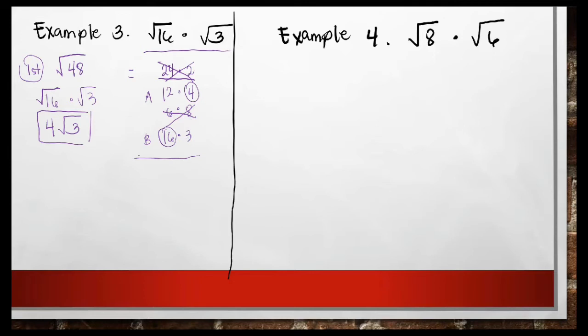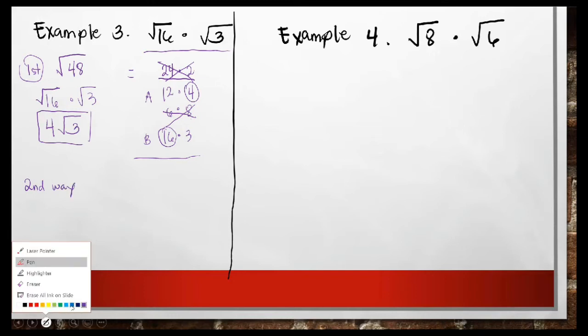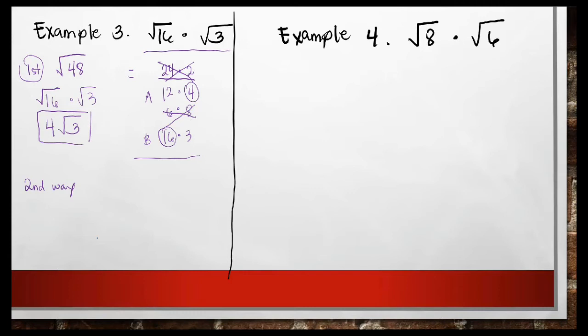Next is our second way, which is simplifying the radical first. So, we have the square root of 16 times the square root of 3. If we simplify it already, the square root of 16 is equal to 4 times the square root of 3, which has no simplified form. Therefore, it is equal to 4 square root of 3.